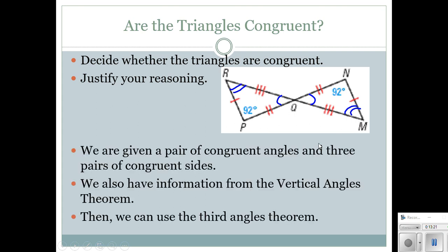So now we can use these to prove that all 3 corresponding angles and all 3 corresponding sides are congruent. The sides are congruent because you have the tick marks. They gave you the tick marks. If you do not have the tick marks, then it's not congruent, okay? You have to have matching tick marks, these lines, okay? So we can actually use the third angles theorem to justify these 2 triangles are congruent. So you have to write, then we can use the third angles theorem, okay?